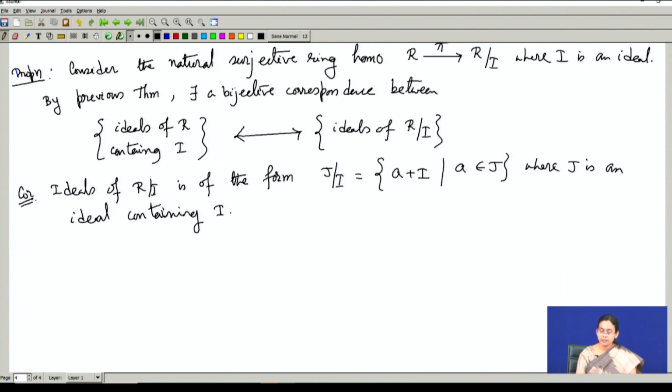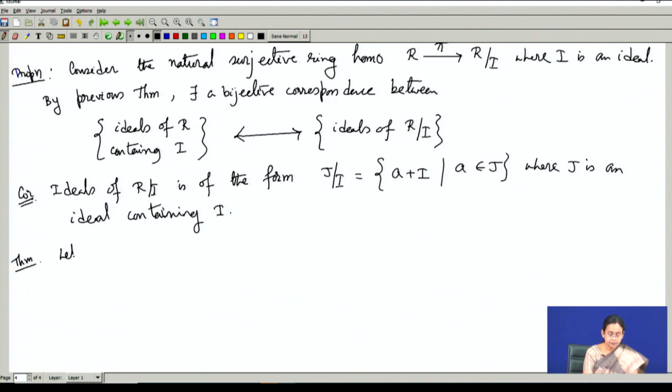So, this characterizes the ideals in the quotient ring. It is a very important characterization. With the help of this one, I will be able to describe all the ideals in the quotient ring R quotient I. Now, I will state the following theorem, which is also very useful.